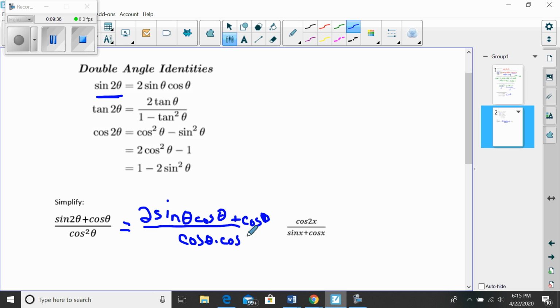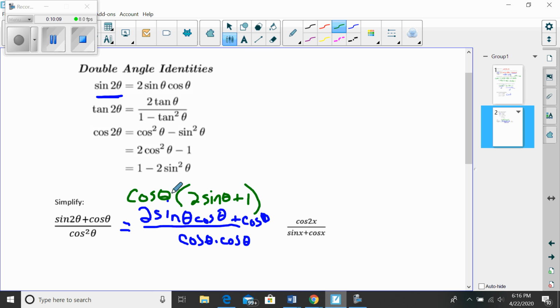In the numerator, I could factor out a cosine. Both terms have a cosine. If I factor out a cosine, I would be left with 2 sine. Don't forget the plus 1. Sometimes students factor something out and they forget to write the plus 1. Because remember, I need to be able to multiply this back in and get back to what I started with.